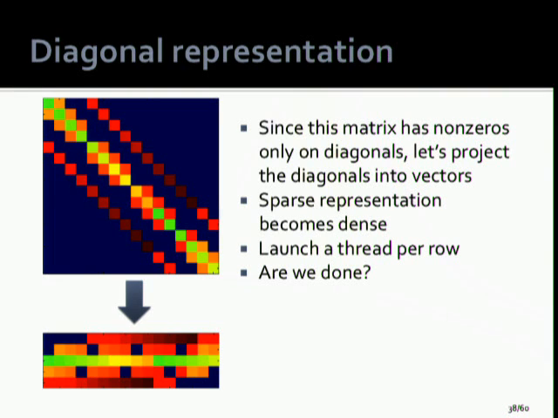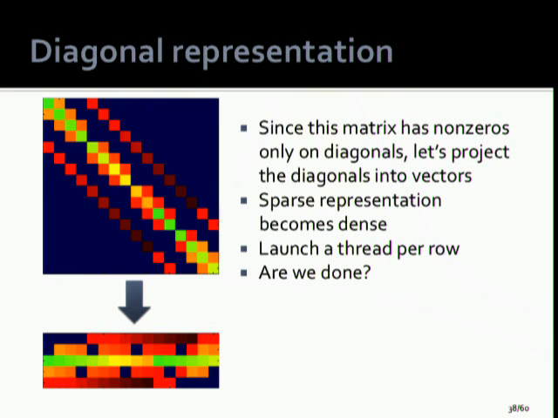Yeah? So diagonals map to rows and columns map to columns. Yeah, that's right, in this particular projection. That's what I mean by this downward arrow, that I'm projecting the columns down. So I launch a thread per row.